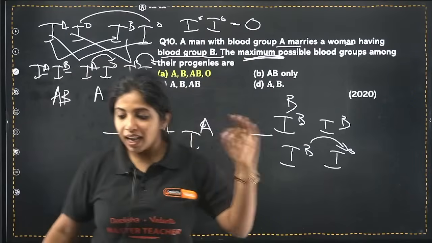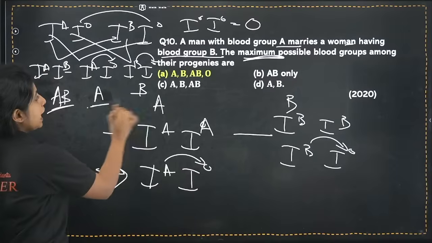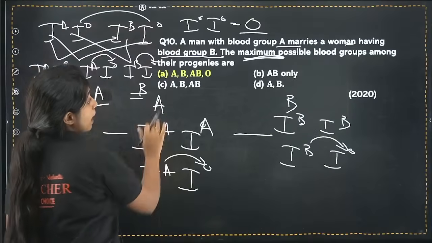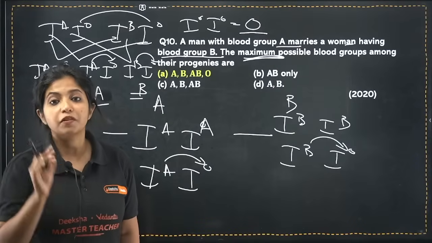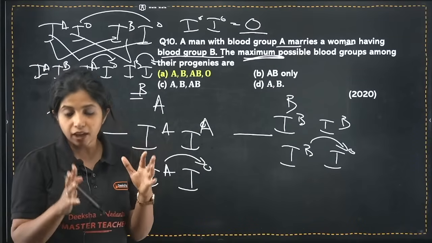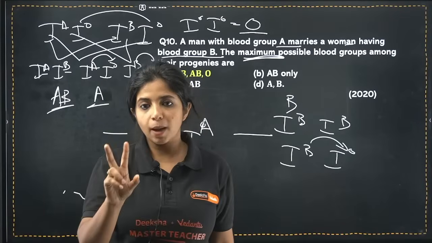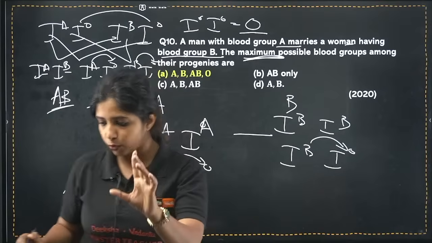Now just imagine an A blood group person marrying a B blood group person and still having children with AB, A, B and O. These are the maximum number of phenotypes that can be formed over here. Genotype means genetic makeup, phenotype means physical appearance. If you have been asked about phenotypes and two of them are giving A, do not count it twice, count it only once.